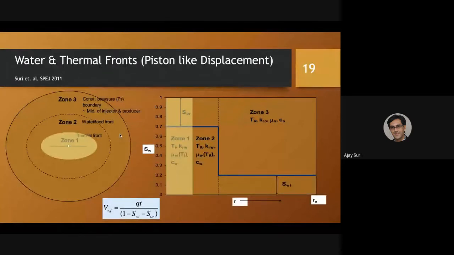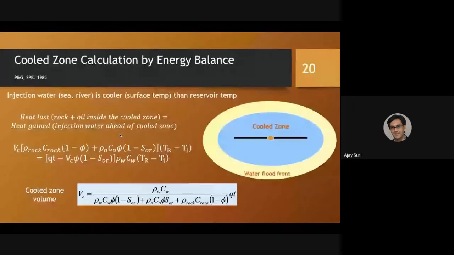I would skip a bit of slides now and go quick. One more interesting thing I want to bring to your attention is that when we inject water or polymer, we make these fluids at the surface. If it's a polymer solution, the water has to come from rivers or seas, mostly from rivers and seas. So it usually is cooler than the reservoir temperature, especially offshore where the temperature is very cool.